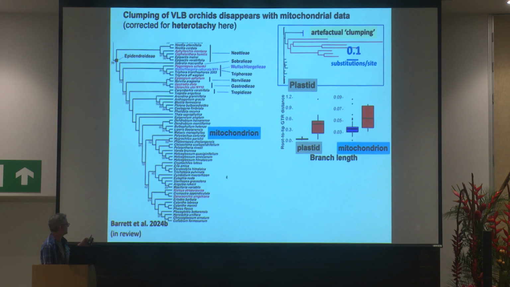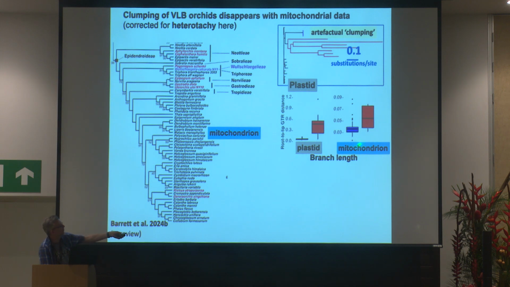So this is an analysis that Craig did of some orchids that include some very long branch taxa. And the tree on the left is his results using mitochondrial data. This is what you were looking at with plastid data. So we have these very long branch taxa grouping together. Look at that enormous substitution rate. This little graph here shows the difference between green photosynthetic taxa and mycoheterotrophs. So they're vastly rate elevated, and look at the scale here, number of substitutions per site.